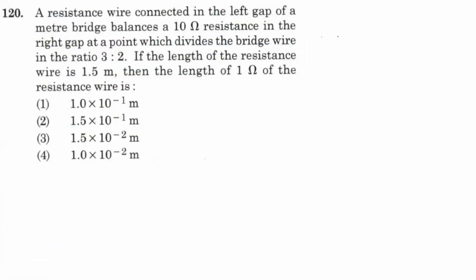Now see here, in the left gap we are connecting a certain resistance, in the right gap we are connecting 10 ohm, and here the meter bridge wire is there. This balancing occurs at the ratio 3:2. That means R by 10 is equal to 3 by 2, so R is equal to 3 by 2 into 10.